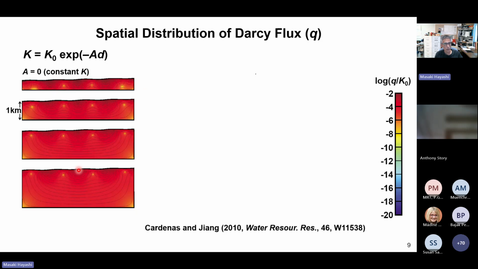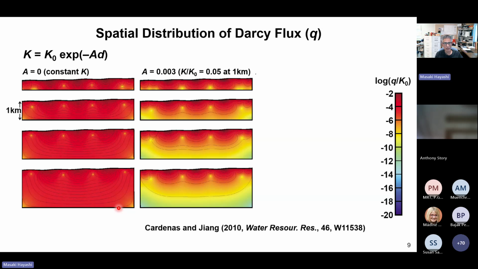So this is a case with the constant hydraulic conductivity. So the color indicates the magnitude of flow, the Darcy flux divided by the value of hydraulic conductivity near the surface. So this is log scale. So it decreases from 10 to minus 2 to 10 to minus 20, which is almost negligible. So constant K, the flow is still somewhat relevant, even to the great depths.